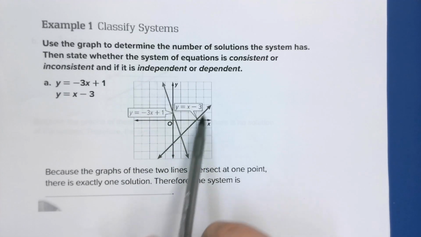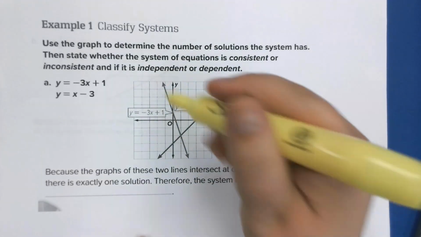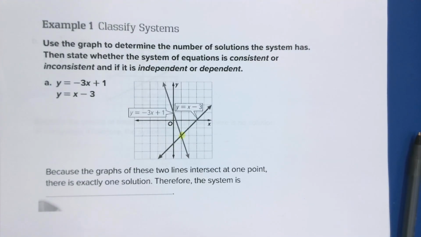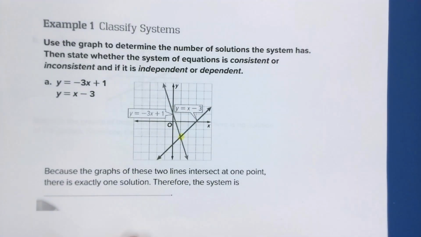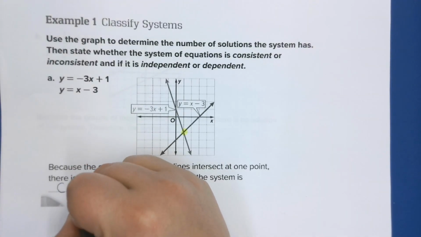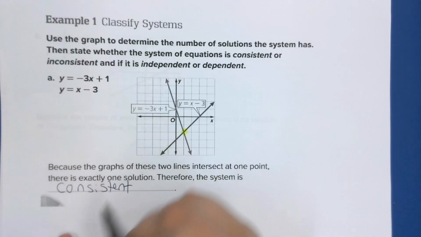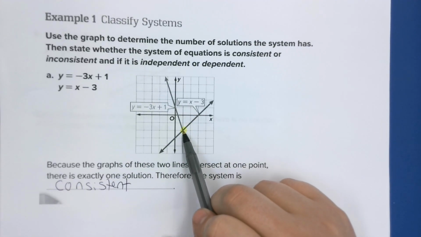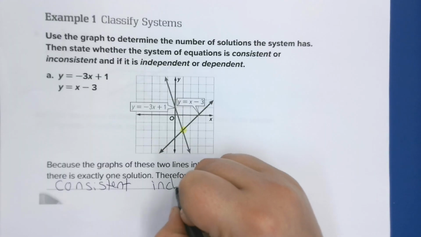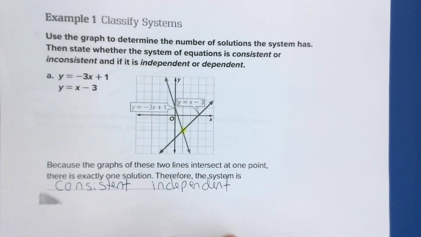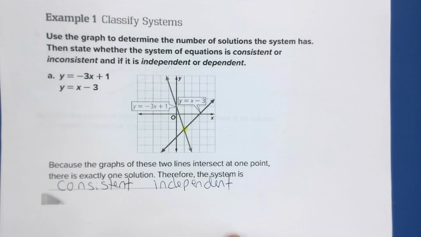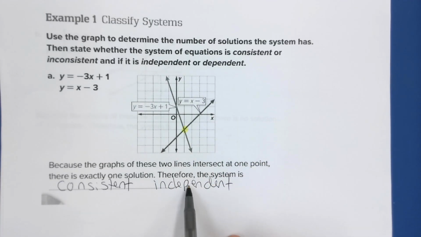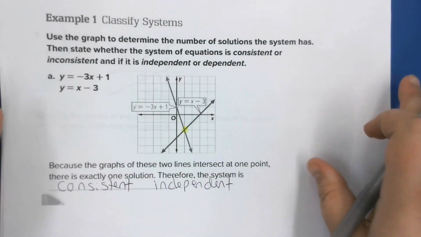Here they've graphed two lines for us. We notice that our lines have intersected. They have intersected in at least one place, so we are going to say that it is consistent. And because it is at exactly one place, we're going to call it independent. Go back to that vocabulary and look at it if you're unsure. This one crosses at least one place, so it's consistent, but it only crosses at exactly one place, so it's independent.